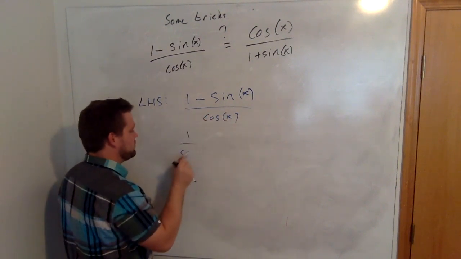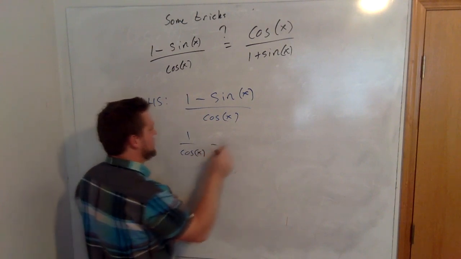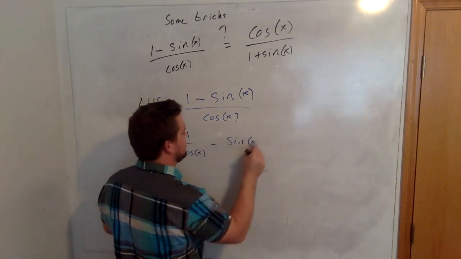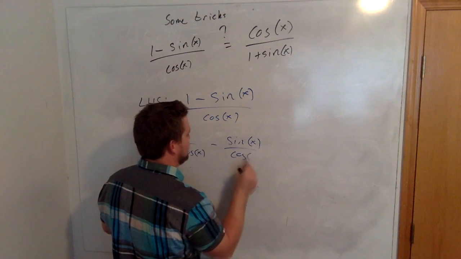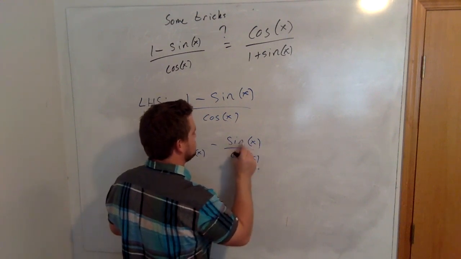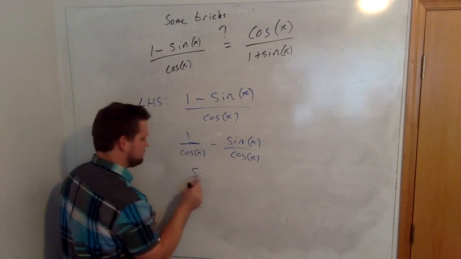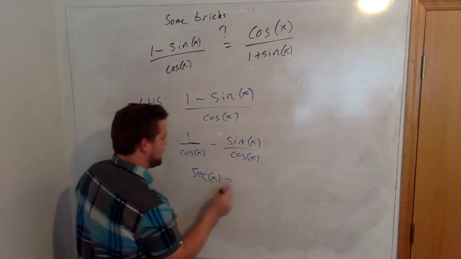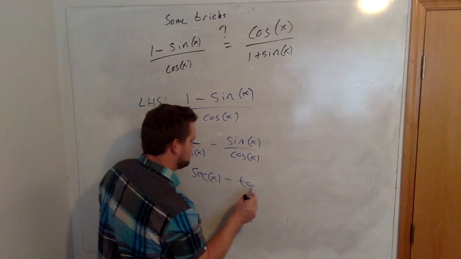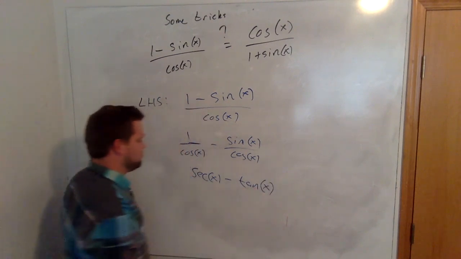And you're thinking, oh, the only thing I can maybe see to do here is distribute this cosine. So 1 over cosine of x minus sine of x all over cosine of x. Well, 1 over cosine is the same thing as secant, and sine over cosine is the same thing as tangent.